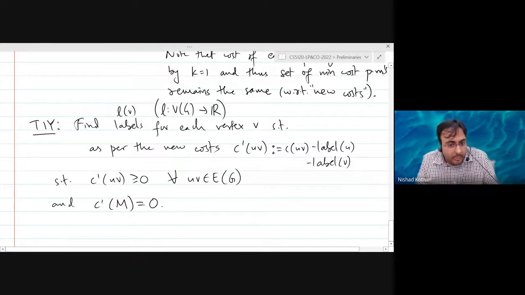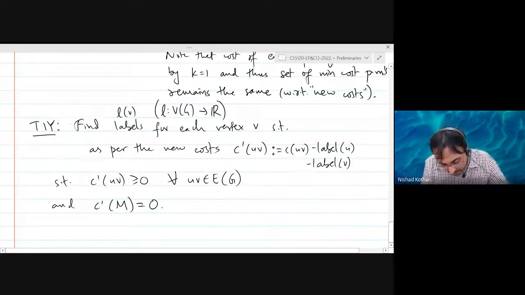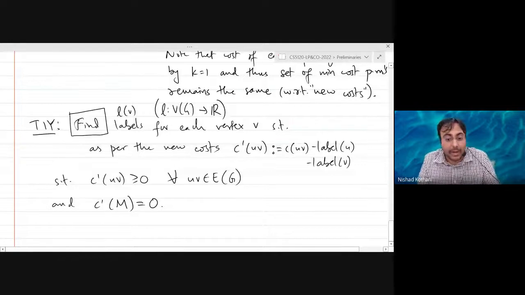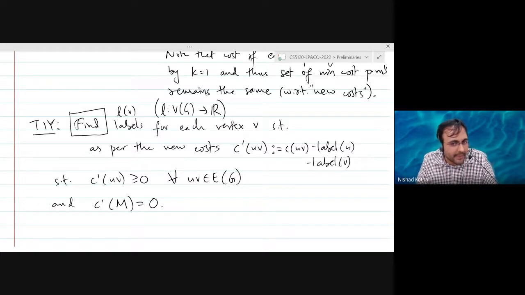And we want to make sure that all the new costs are non-negative numbers, and in particular the cost of the perfect matching M magically becomes 0. I am not telling you how to find them, but I know that in this example, you can do that. Supposing you are able to do that, then what does it mean? Can anyone tell me? Supposing you are able to find such labels, what does it mean?